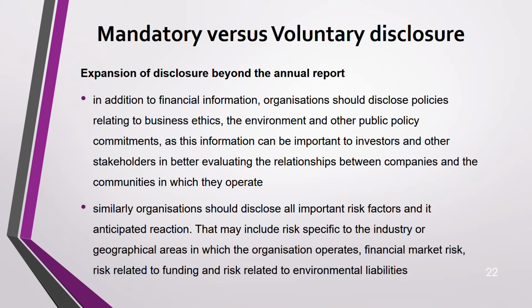Next, similarly, an organization should disclose all important risk factors. All important risk factors are not there in the annual report. So what are the areas that they might have to disclose under risk? They might include risk that is specific to the industry. Some industries are riskier than others. You cannot do anything about it. No matter what tools or actions you use, you cannot minimize the risk. It will be risky. And some are not very prone to risk. Or according to the geographical area, some areas have more risk, some less. Financial market risk could be there, and not just financial market risk, even environmental risk. These things need to be disclosed.